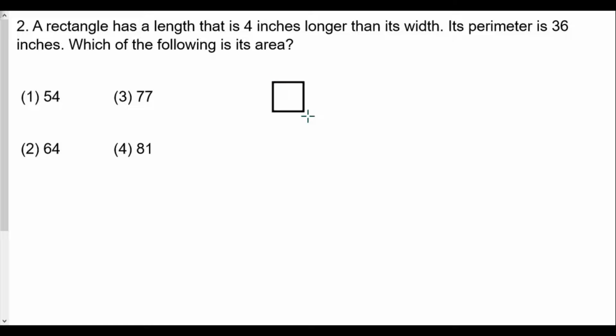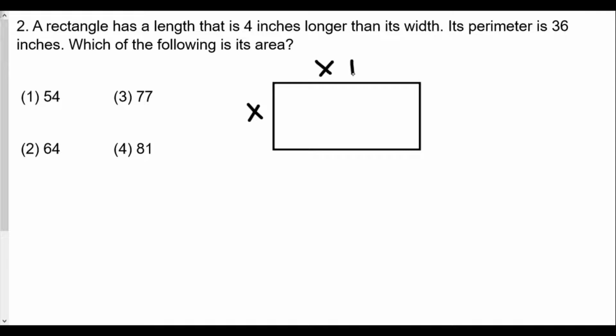So here we go, and we would do the following. Label the rectangle. It says the length is 4 inches longer than its width, so we'll call the width x, and the length will be x plus 4. This is x, and this is x plus 4.